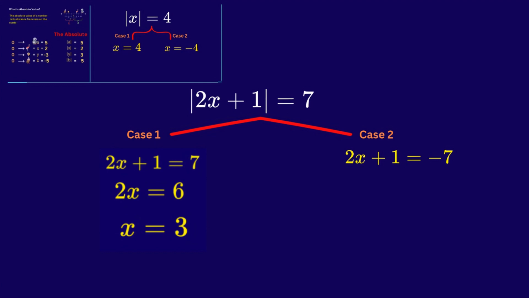Now let's go to case number 2. We're going to bring 1 to the other side again, and we're going to have -7 minus 1, which gives us -8. So 2x is equal to -8. Bring 2 to the other side by division. You will have -8 divided by 2 is equal to -4. And the other x will be equal to -4. So we have x over here equal to 3 and -4.